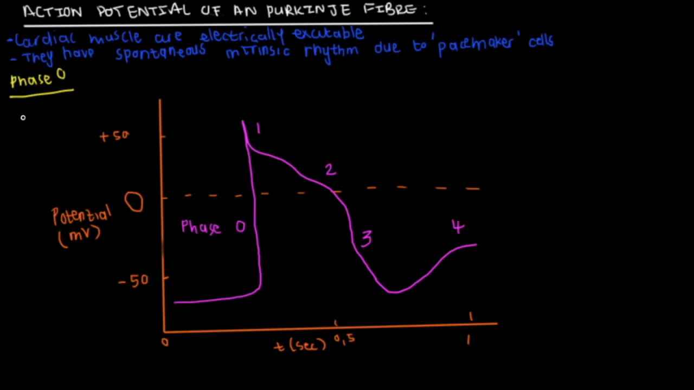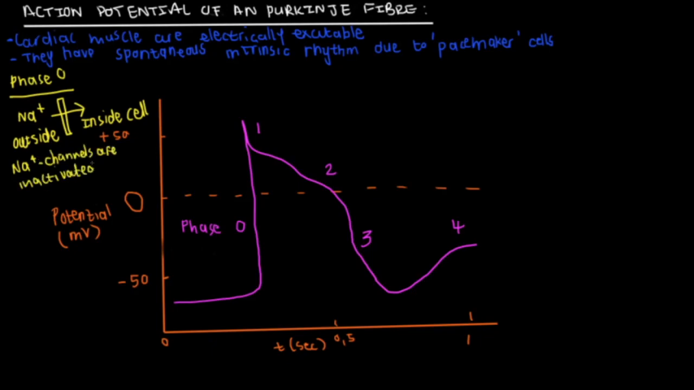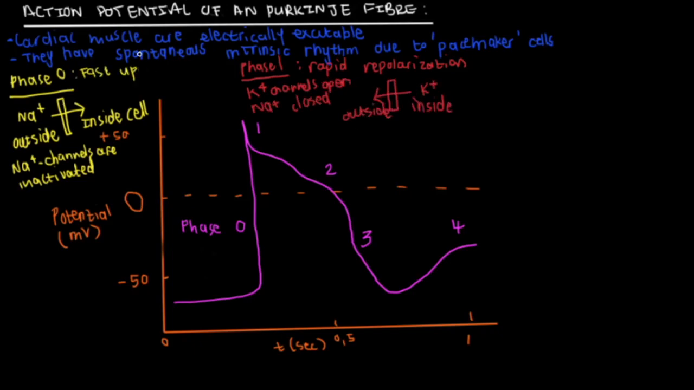This is due to sodium channels that open, and this causes an influx of sodium into the cell. Then as soon as the upstroke ends, sodium channels are closed. Phase 1 is partial repolarization. This is the initial rapid phase of repolarization, and it happens due to the inactivation of the sodium channels and the potassium channels that rapidly open, which causes a fast movement of potassium out of the cell.